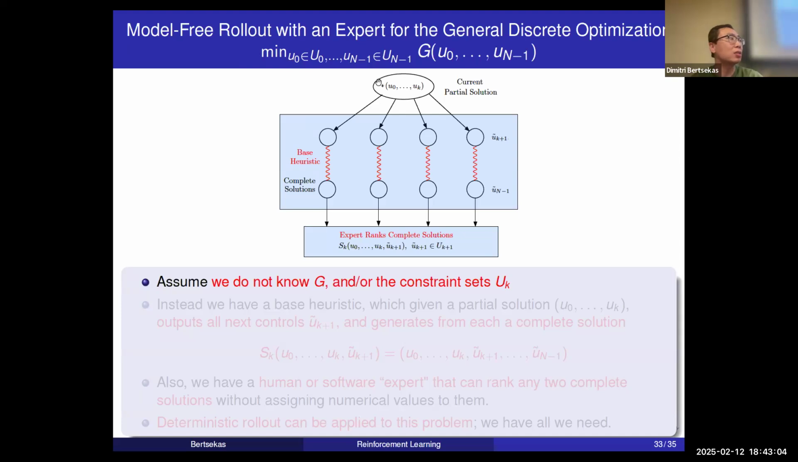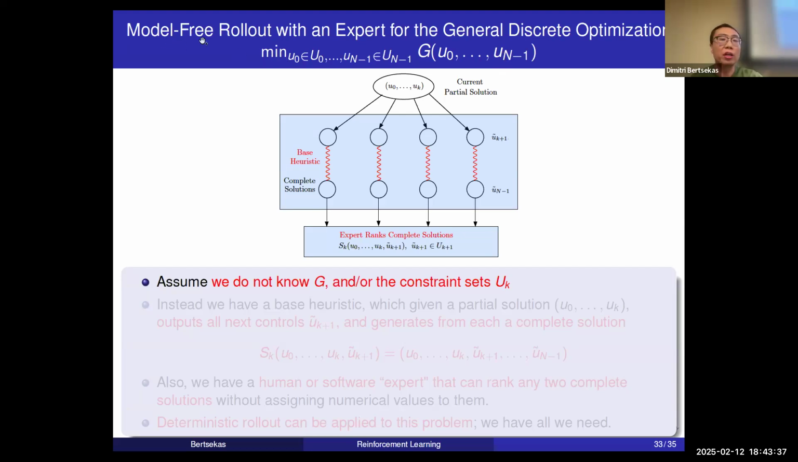And the dynamics is simply appending the new control component you selected at that stage and getting an extended partial sequence of control. And this problem has no intermediate stage cost except the terminal stage. It has a terminal cost described by this function g. So this is the dynamic programming formulation of this discrete optimization problem.